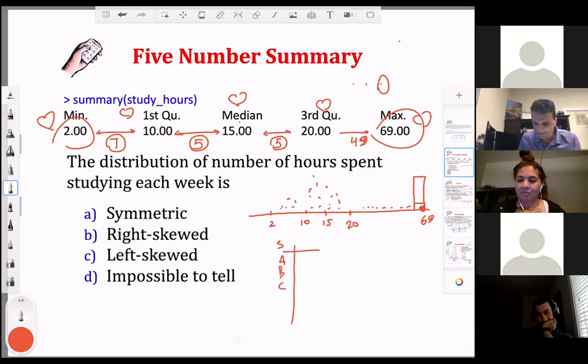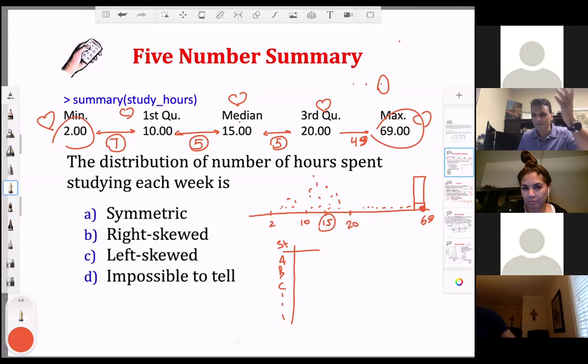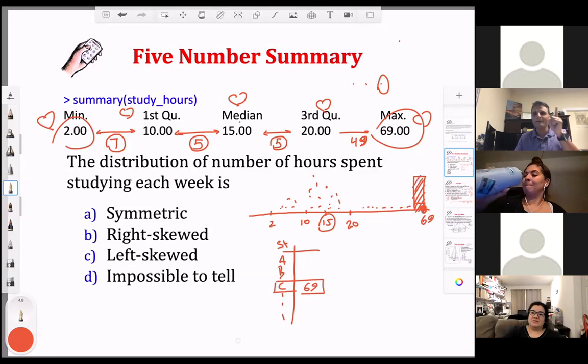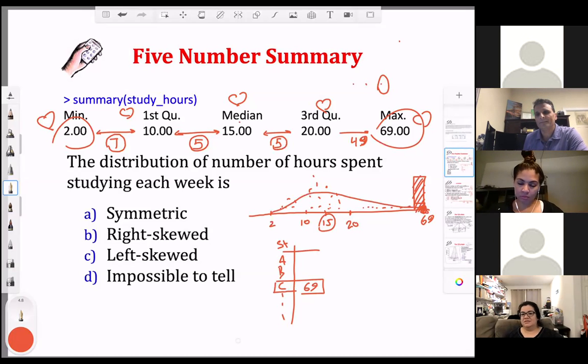Let's say we have a data set, with student names A, B, C, D. Most of them are 15. The center of the data is 15. Most of the students study 15 hours a week. But only one of them, for example C, studies 69 hours a week. That doesn't mean a lot of people study 69 hours a week. Only probably one person studies 69, so this is going to show in our graph as well. We have more examples like this, we will see.